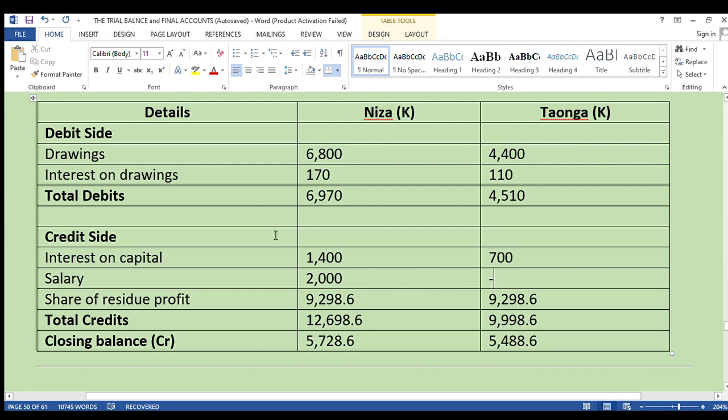So what I want you to know is that in the current account for each of them, the drawings and interest on drawings go on the debit side, while interest on capital, salary, and share of residual profit go on the credit side.